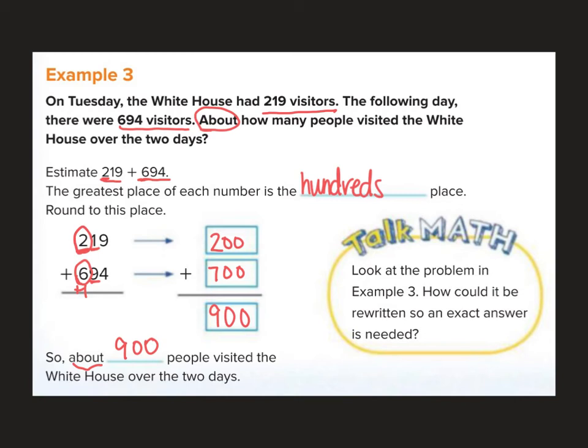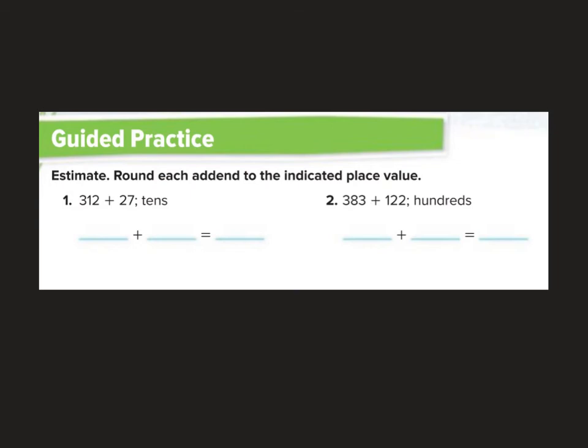Alrighty, let's go to our guided practice. Estimate. We're going to round each addend to the indicated place value. Now, I always get kids that say, Mrs. Hamer, what does that mean, the indicated place value? Well, let's look here. This one says 312 plus 27, and then there's a semicolon, and it says tens. So that means we're rounding this one to the tens place.